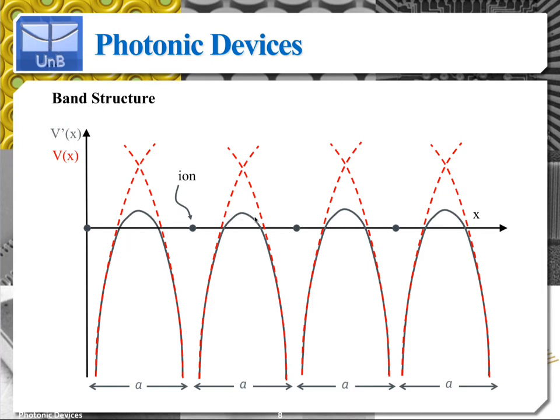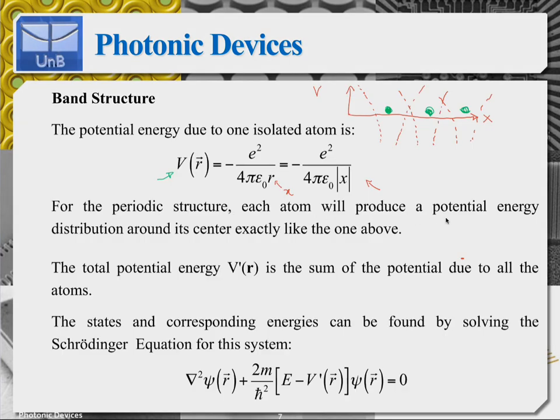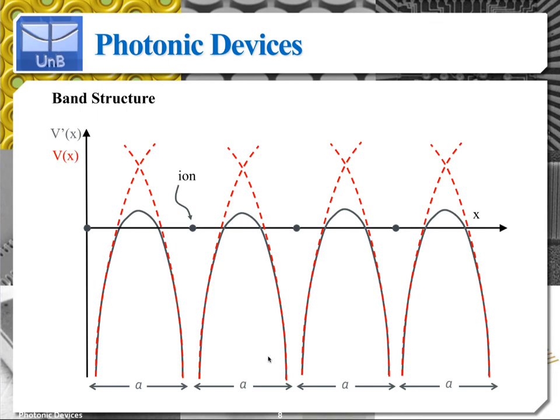Since the lattice is periodic with the period a, let's say, which is the distance between atoms, the potential energy is going to be periodic with the same period. So the gray curve has the same period as the pitch between atoms. For the periodic structure, each atom will produce a potential energy distribution around its center, exactly like the one we've just shown. The total potential energy, V dash of r, is the sum of the potential energy due to all the atoms. So it's also periodic, like we've shown here.